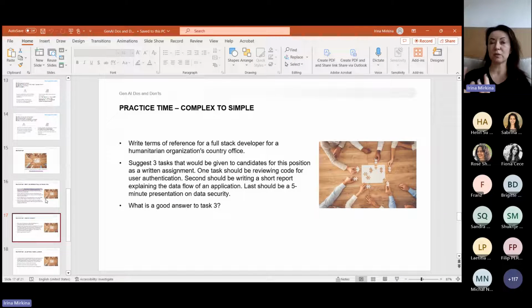So in this case, we would write the terms of reference for a new vacancy, and then suggest, if that vacancy requires that the candidate submit a written assignment, which tasks might be suggested as part of that written assignment. And then in the end, you would ask what is a good answer to one of those tasks. And again, I don't expect you to evaluate the quality of the answers. That's not the point. The point is to see the sequence from the high level to the specific paragraph. How would that go? And I'll give you a couple of minutes for this one.